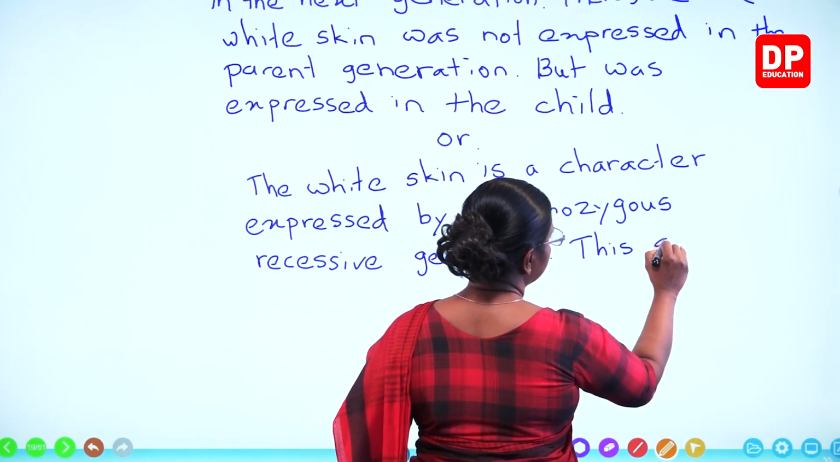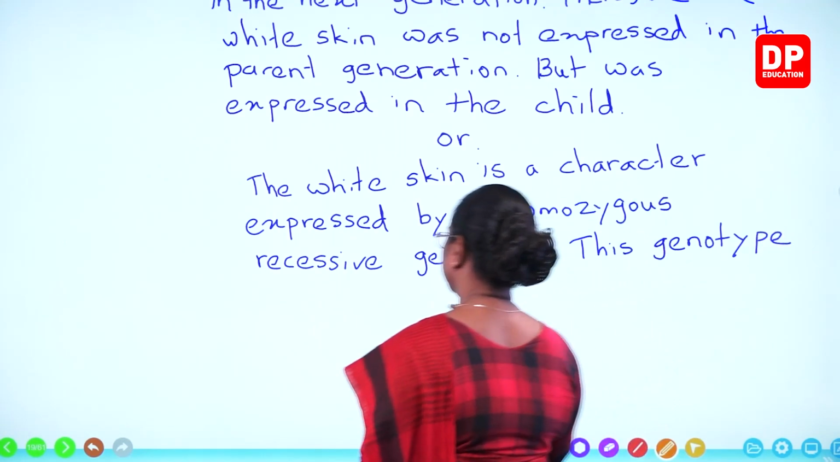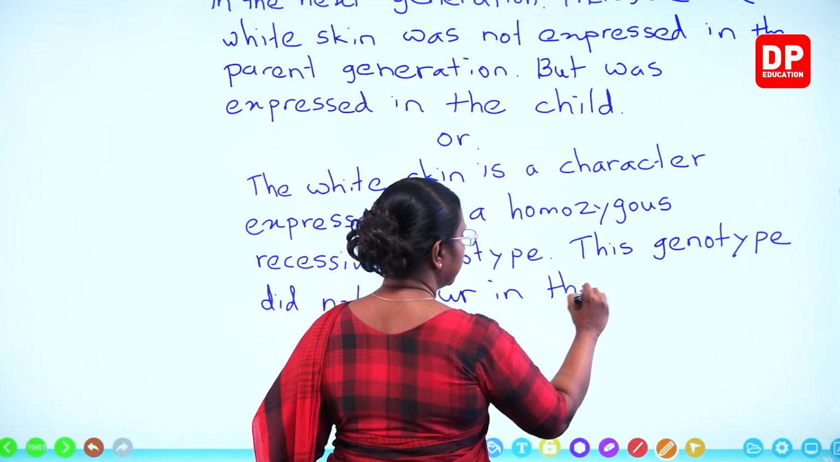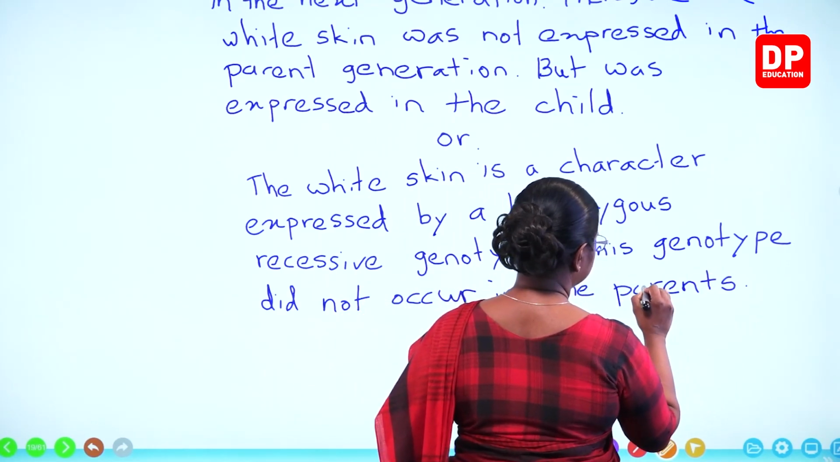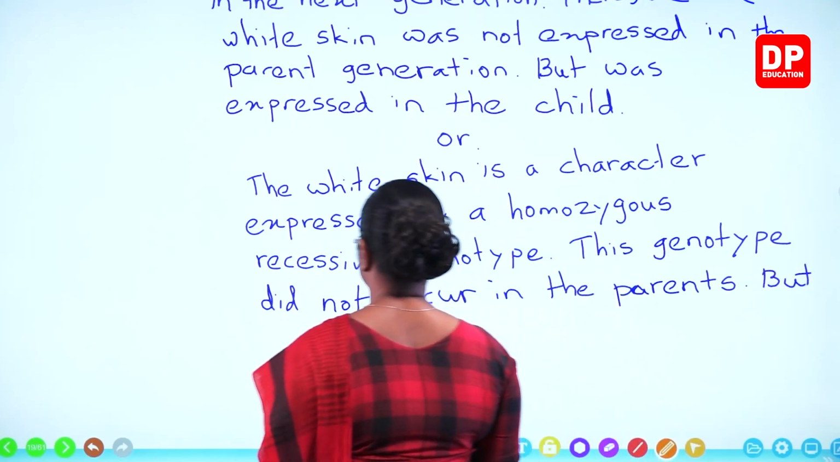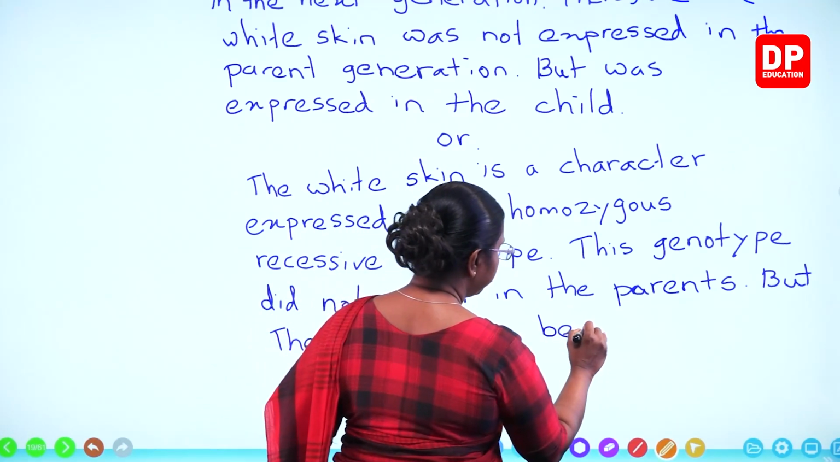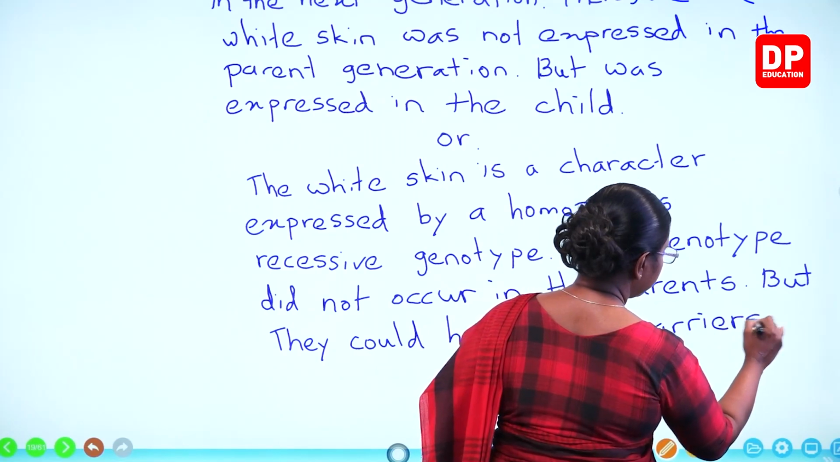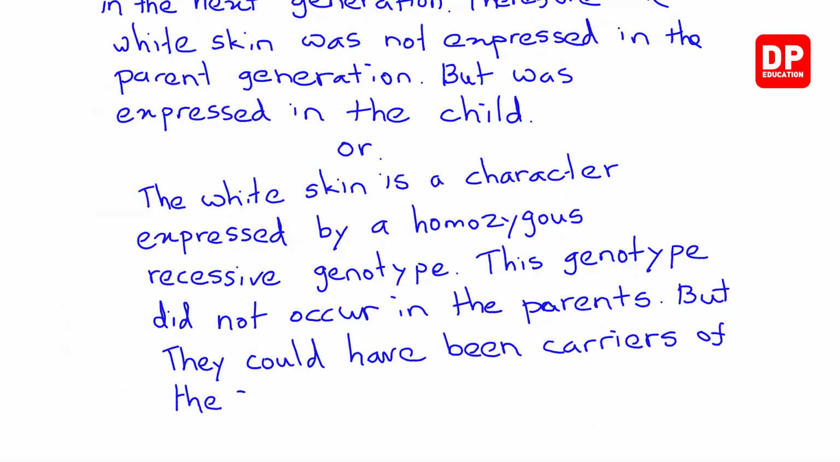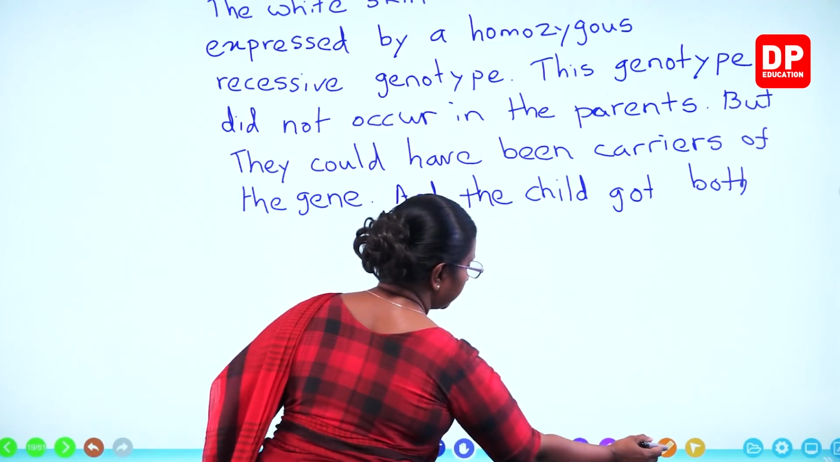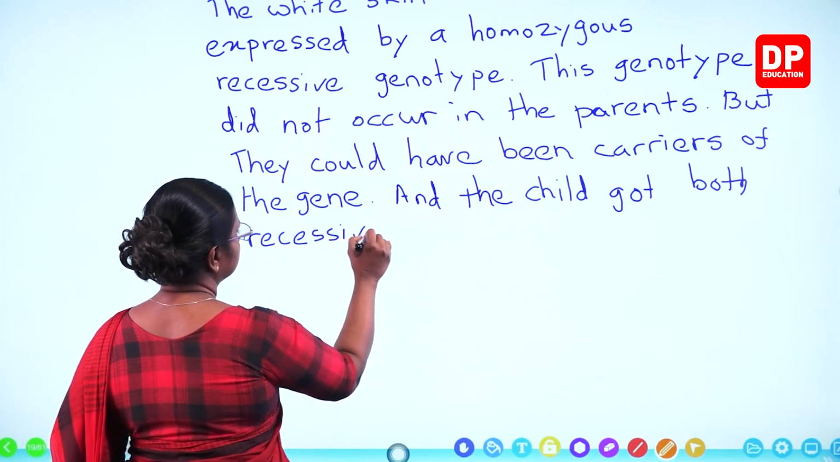So this genotype did not occur in the parents, but they could have been carriers of the gene, and the child got both recessive genes.